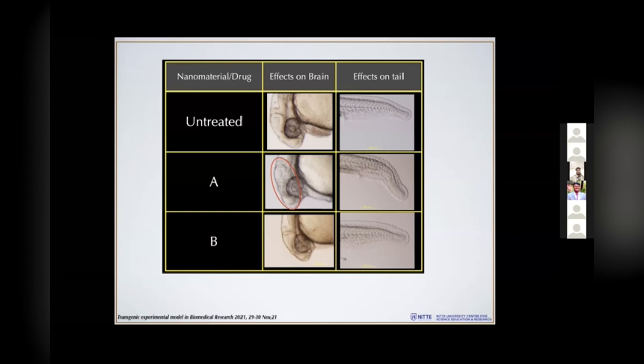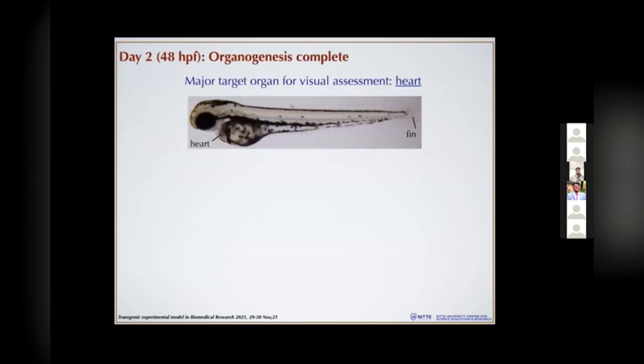At the same time, if you look at the tail, if you see the untreated and the one below, say compound B, the tail is generally straight. But here it is a little kinked, in the sense it has a small bend. So that means probably it is having an effect on the notochord development or the future vertebra development. So there could be an effect on the bone development, or maybe an effect on the nerve development at a later stage. So now that was at day one.